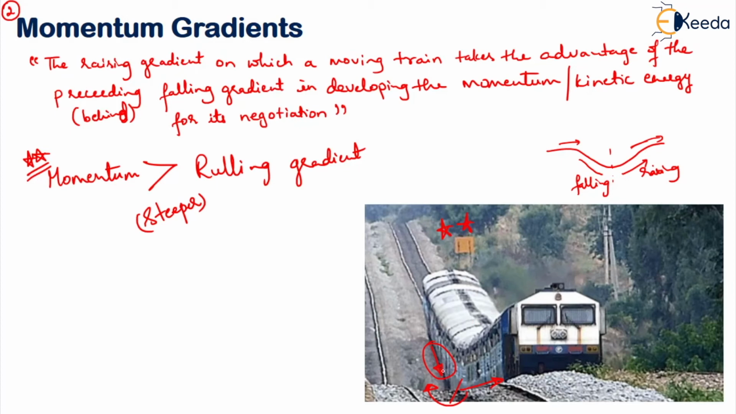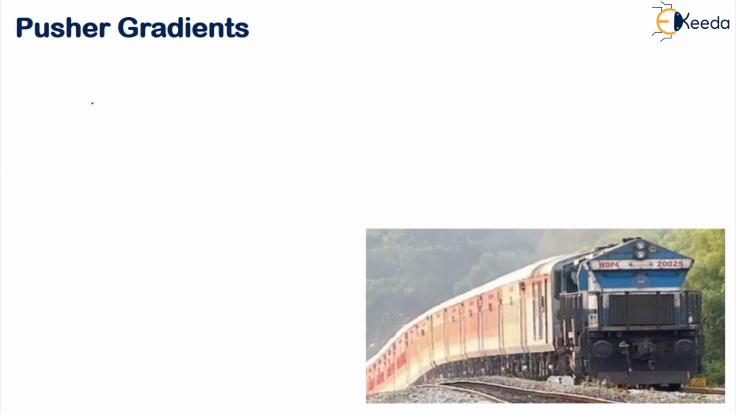Also we have to make sure that in the momentum gradient we should not give any signals. Why? Because when the train is moving down, it will acquire speed. Now if you want to stop it, it is not possible. It will be at very high speed, right? So when it's moving up at that particular momentum gradient region, you should not give any signals. And as I told you, it is majorly used in the valleys. Understood? So the next type of gradient we have is the pusher gradient.